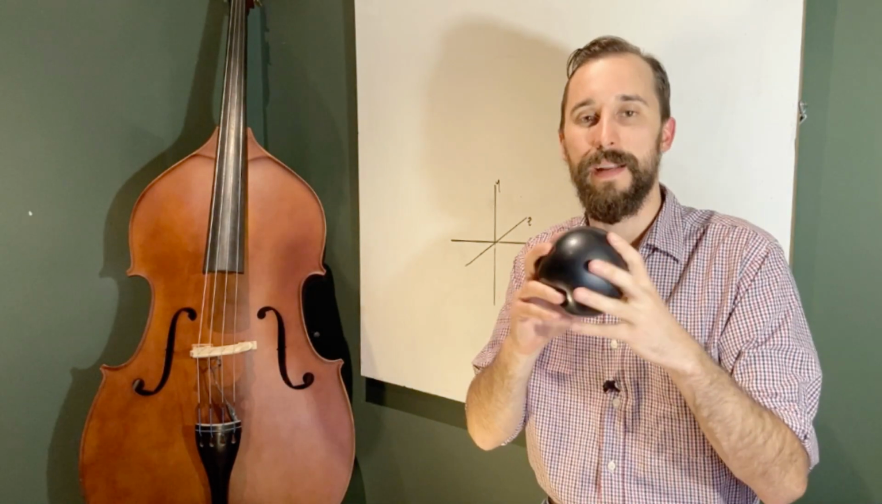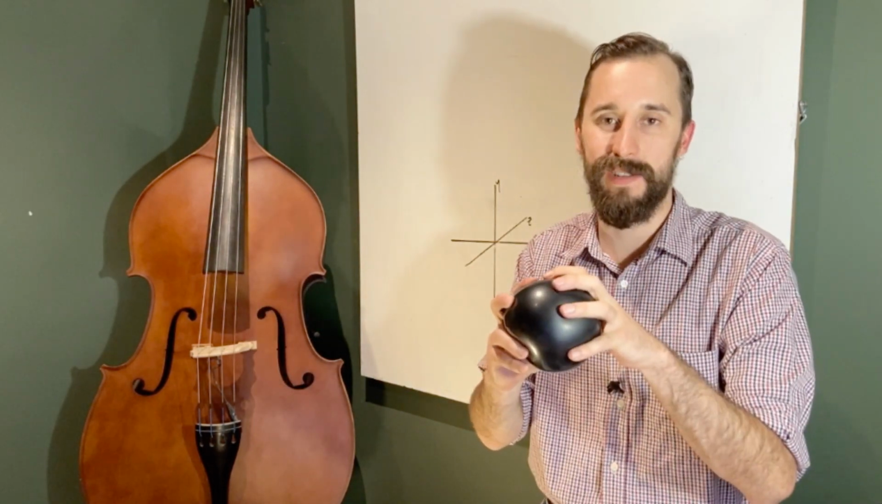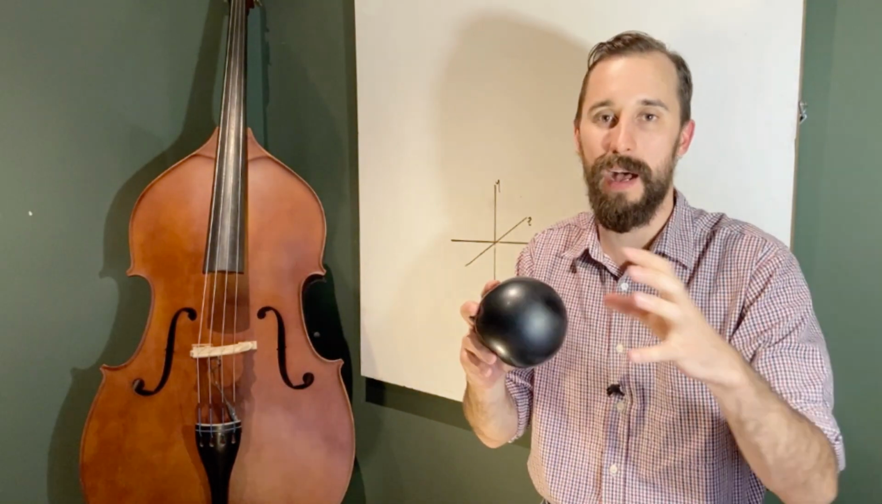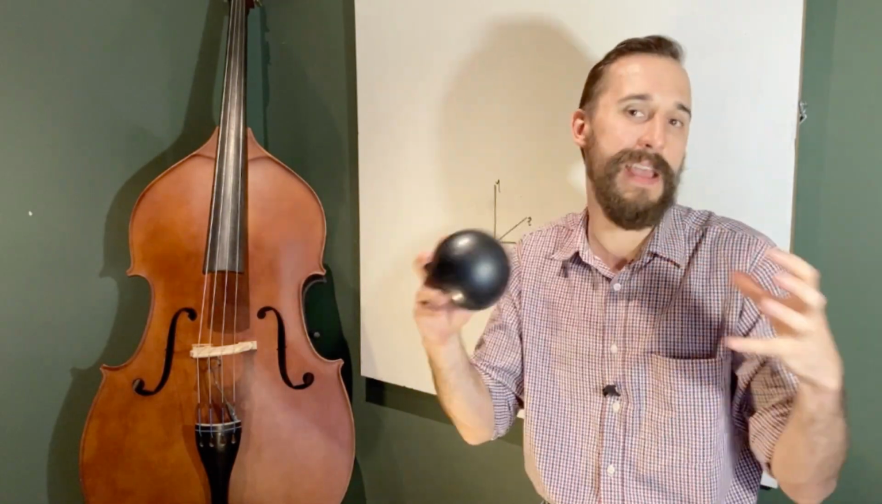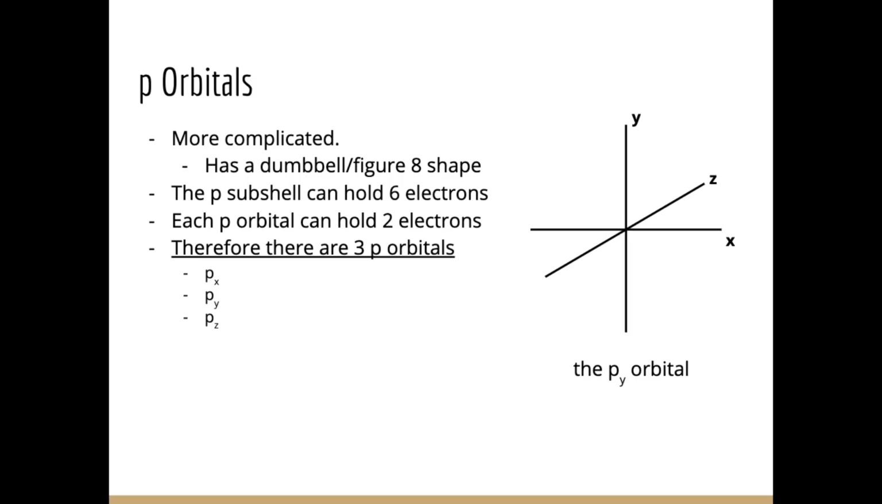However, this region of negative space is now taken. So the other electrons, being negative, aren't going to want to just get in there with it. So when we stack on top of an s orbital, the p orbitals end up making this dumbbell, figure 8 type shape, where this whole thing is one p orbital, these 2 lobes are all one p orbital, and this can hold 2 electrons.